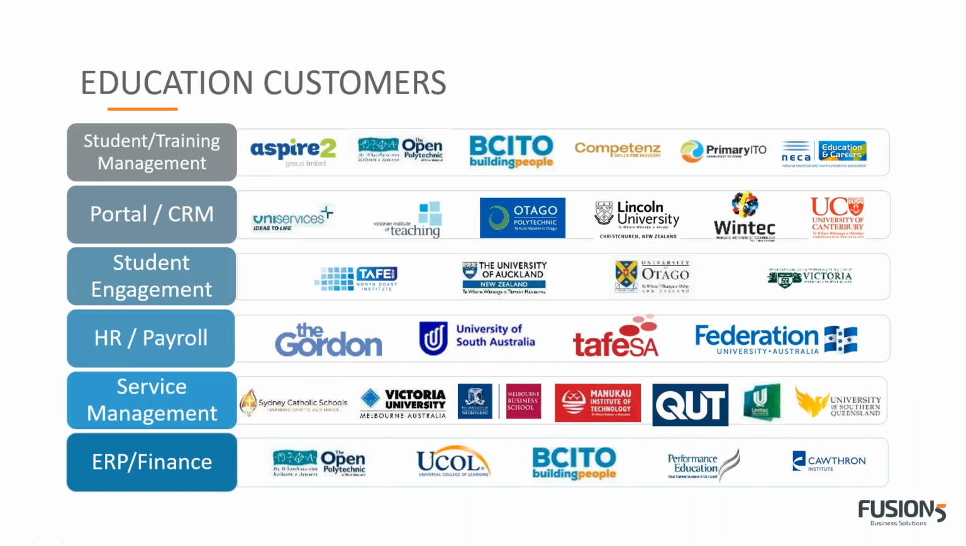Just to give you a bit of a taste for the education customers that we currently have at Fusion 5. So as you can see, there's a wide range of organisations that use Fusion 5 services to deliver education and training, and across a wide range of different sorts of functionality as well. Today, we're going to be specifically focused on the top two, which is student training management and portal and CRM functionality. But as an organisation, we've got a lot of experience delivering across the entire education and training workflow and the whole student life cycle.